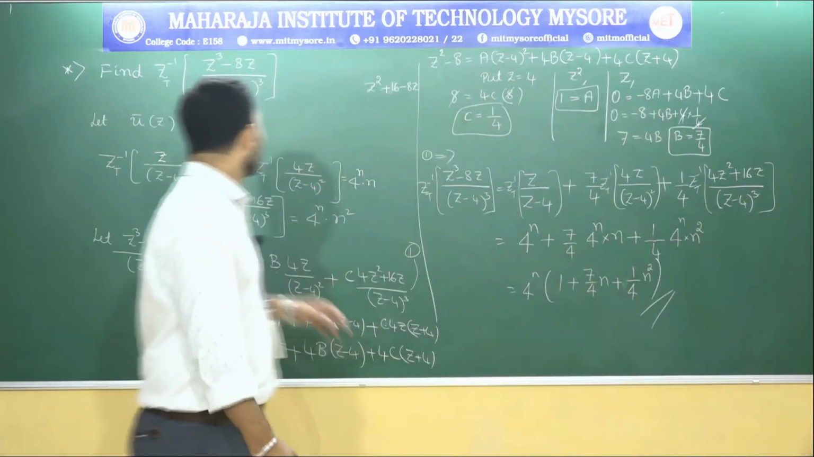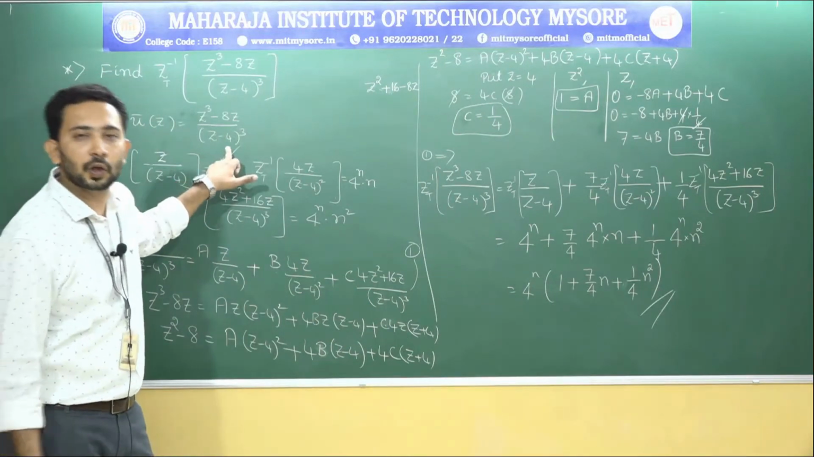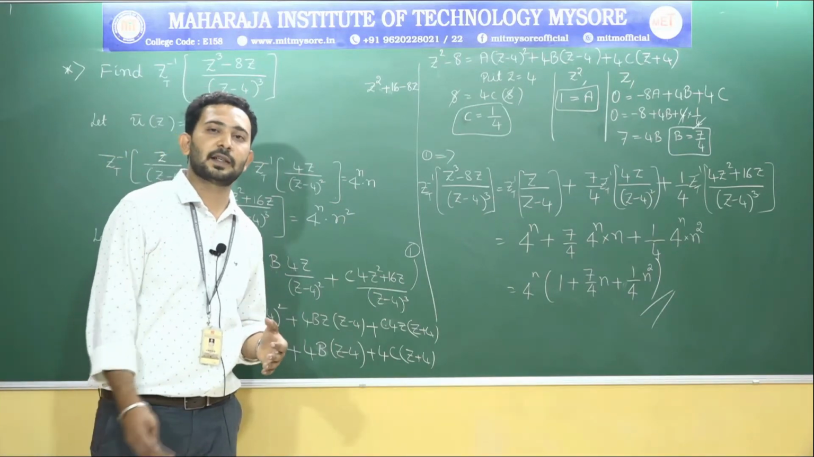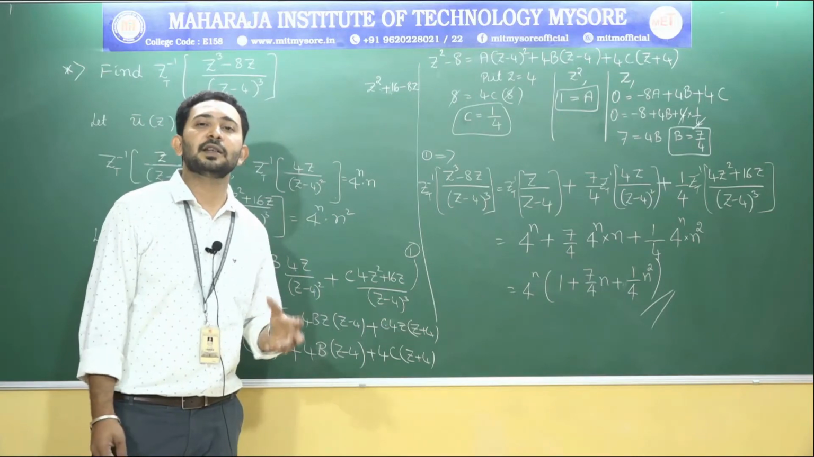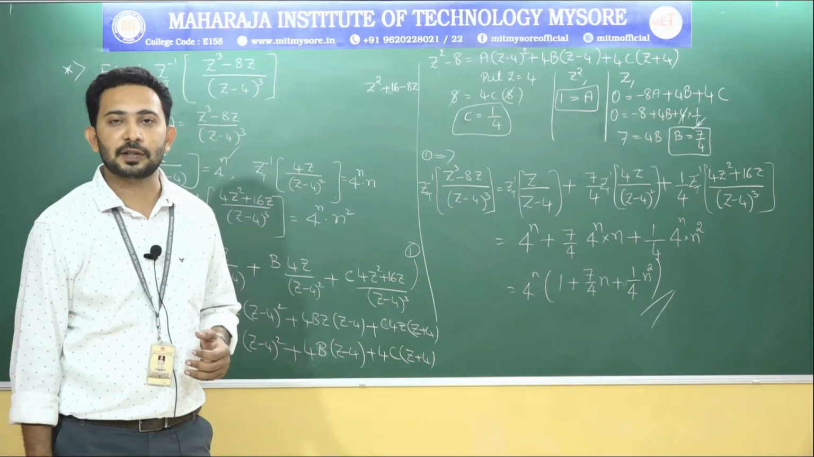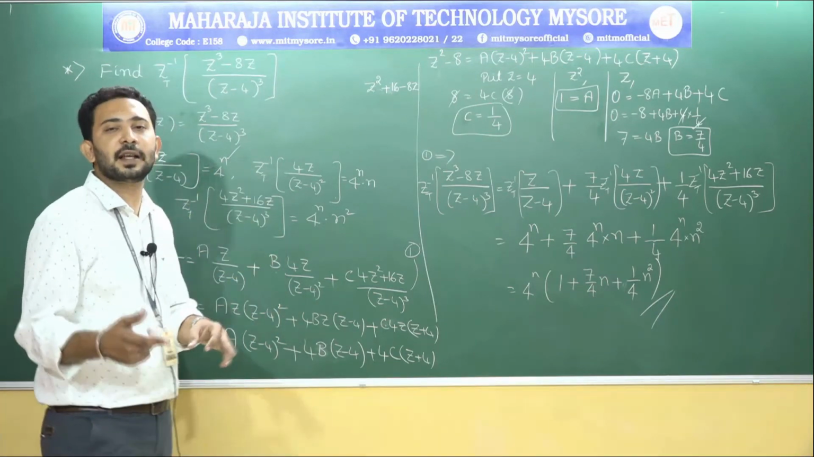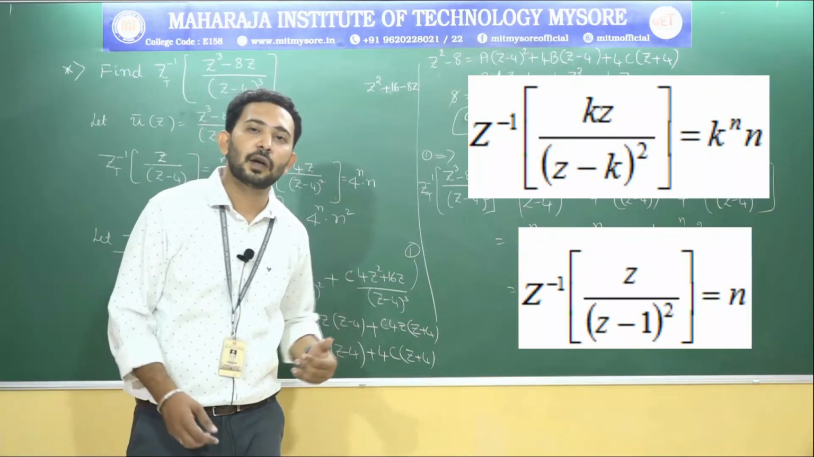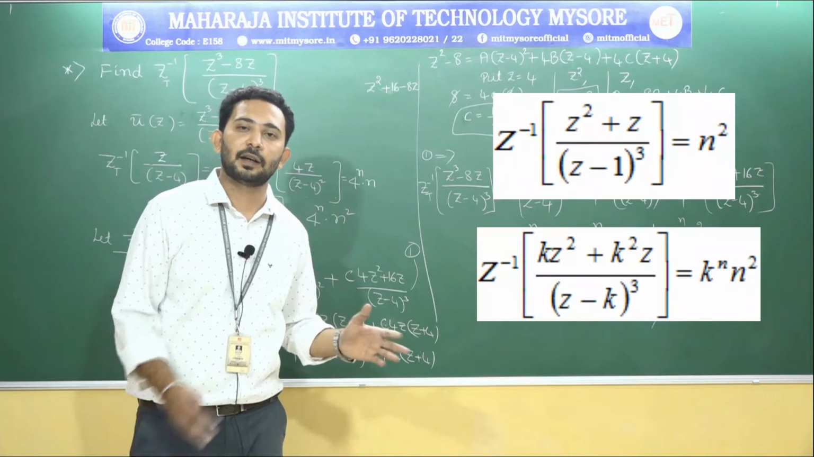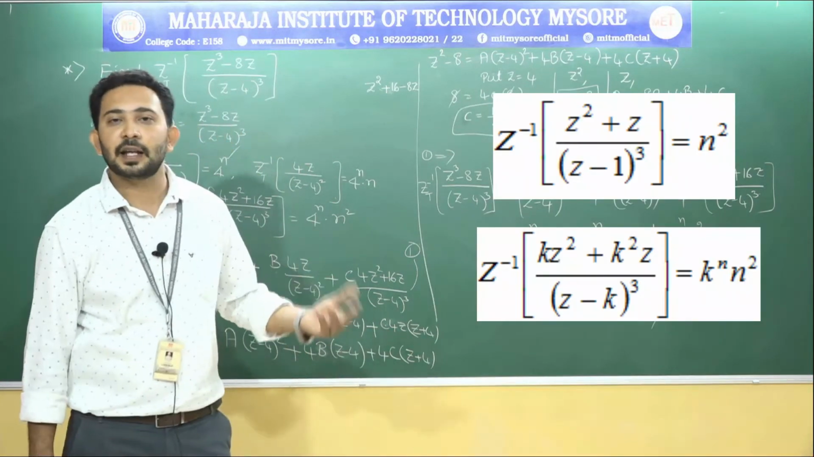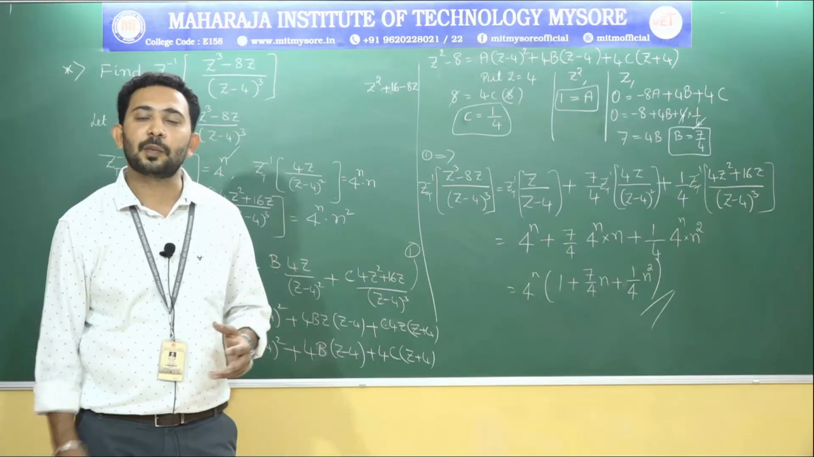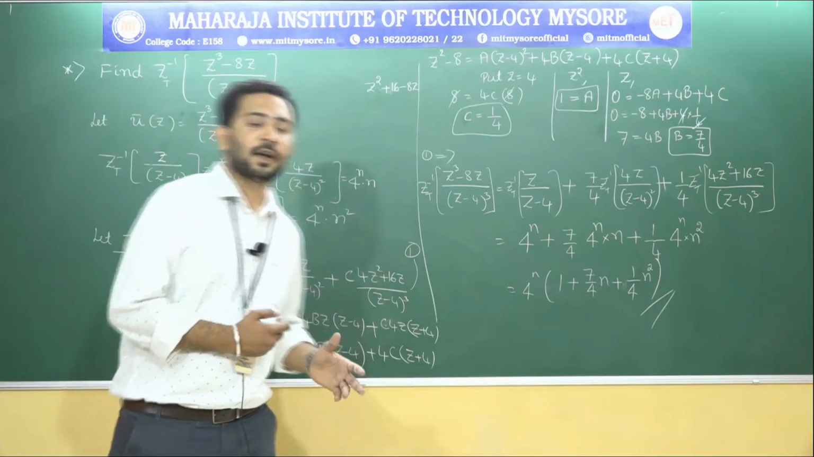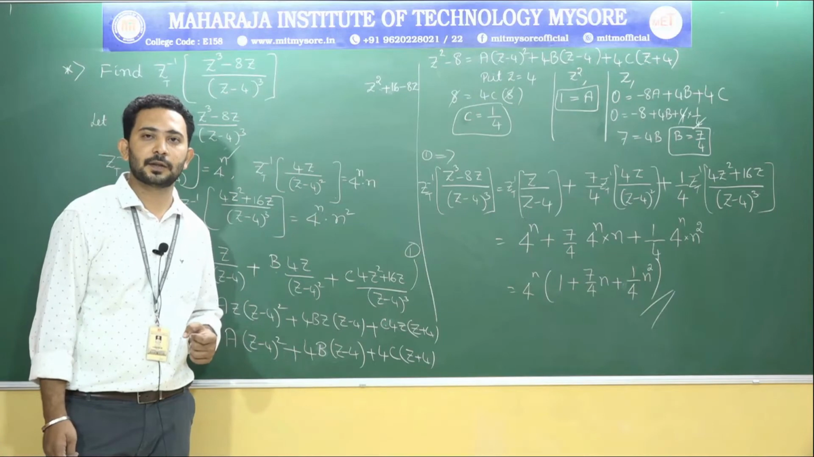So here remember, if we have whole square or whole cube in the denominator, then we need to adjust a few things to solve problems. That is, first we should have some ideas of standard results of z transformations. If we have (z minus k) whole square in the result, then we have two different choices, that is either n or k power n into n. If we have whole cube in the denominator, then the inverse z transformation will be either n square or k power n into n square. Based on those ideas, we can simplify these type of problems.